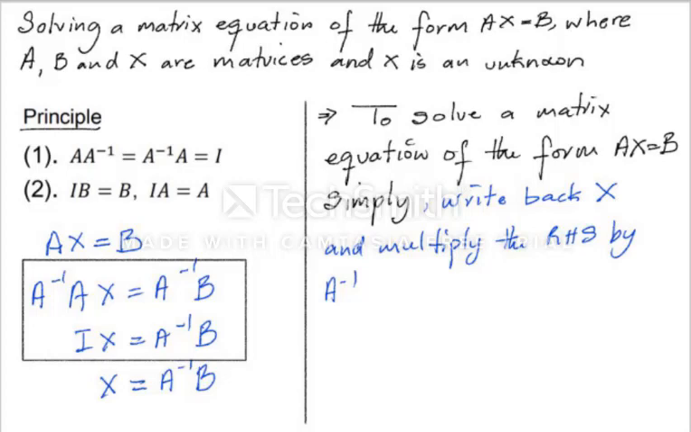Therefore, to solve a matrix equation of the form AX = B, where A, X and B are matrices and X is an unknown, we simply write back X and multiply the right hand side by A inverse. A fact that in the next step is going to come in very handy.